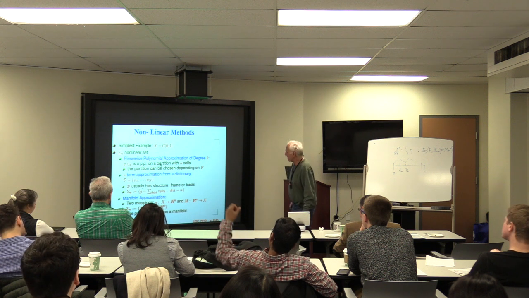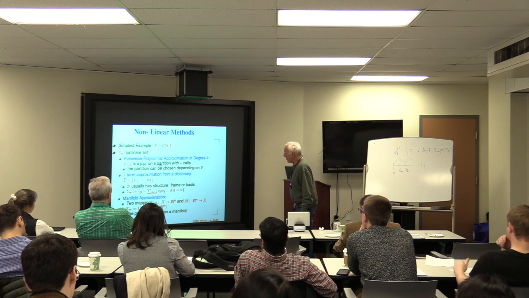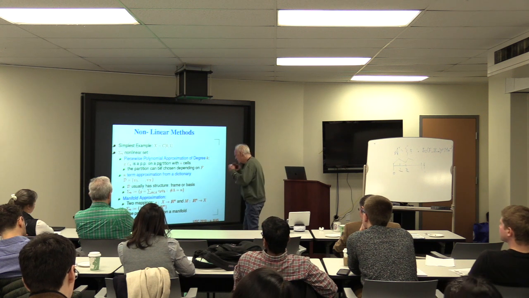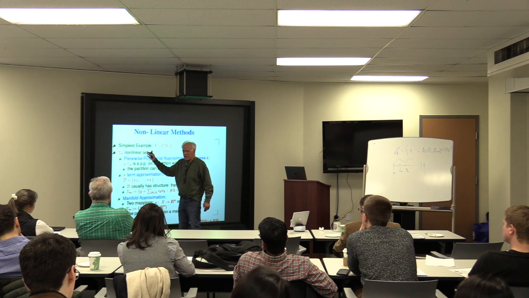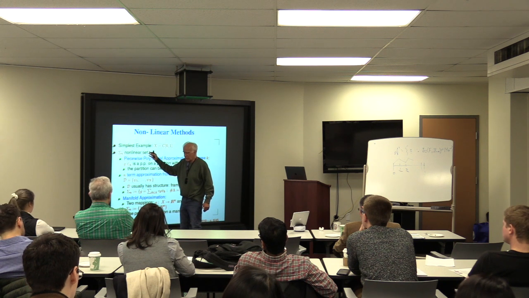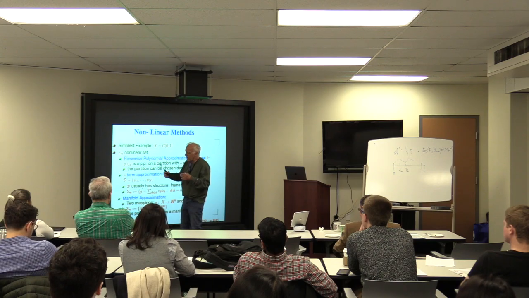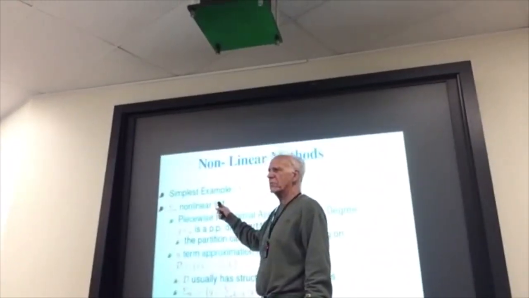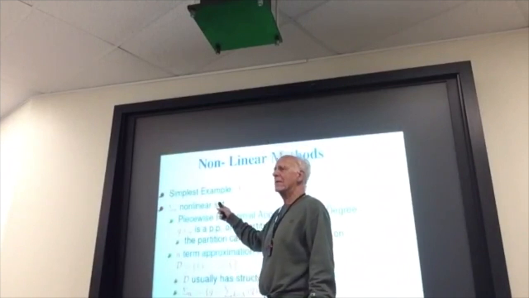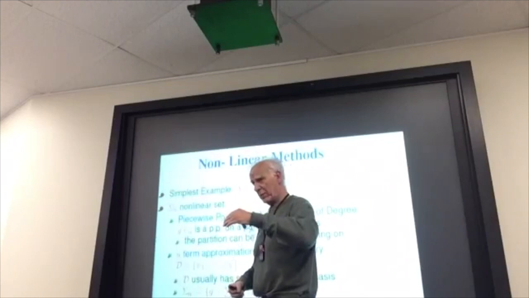In contrast, you could have nonlinear methods. A nonlinear method says, well, I'm not going to use a linear space X_n to do the approximation. I'm going to use something more complicated, but hopefully for better performance. For example, you could use rational functions of degree n. A rational function is the quotient of a polynomial divided by a polynomial.